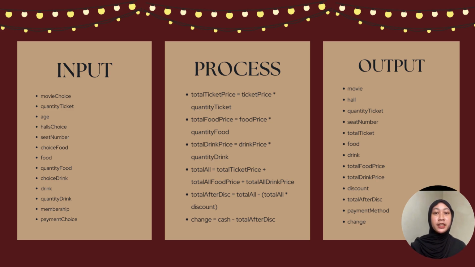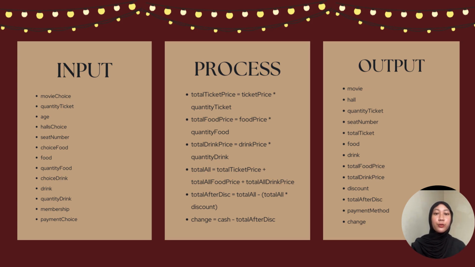Second one is process. All the calculation process will be included in this element. In this element, we will see how to get total ticket price, total food price, total drink price, total all, which equals total ticket price plus total all food price plus total all drink price, total after discount, which is applied to customers who have membership, and change if the customer buys using cash.